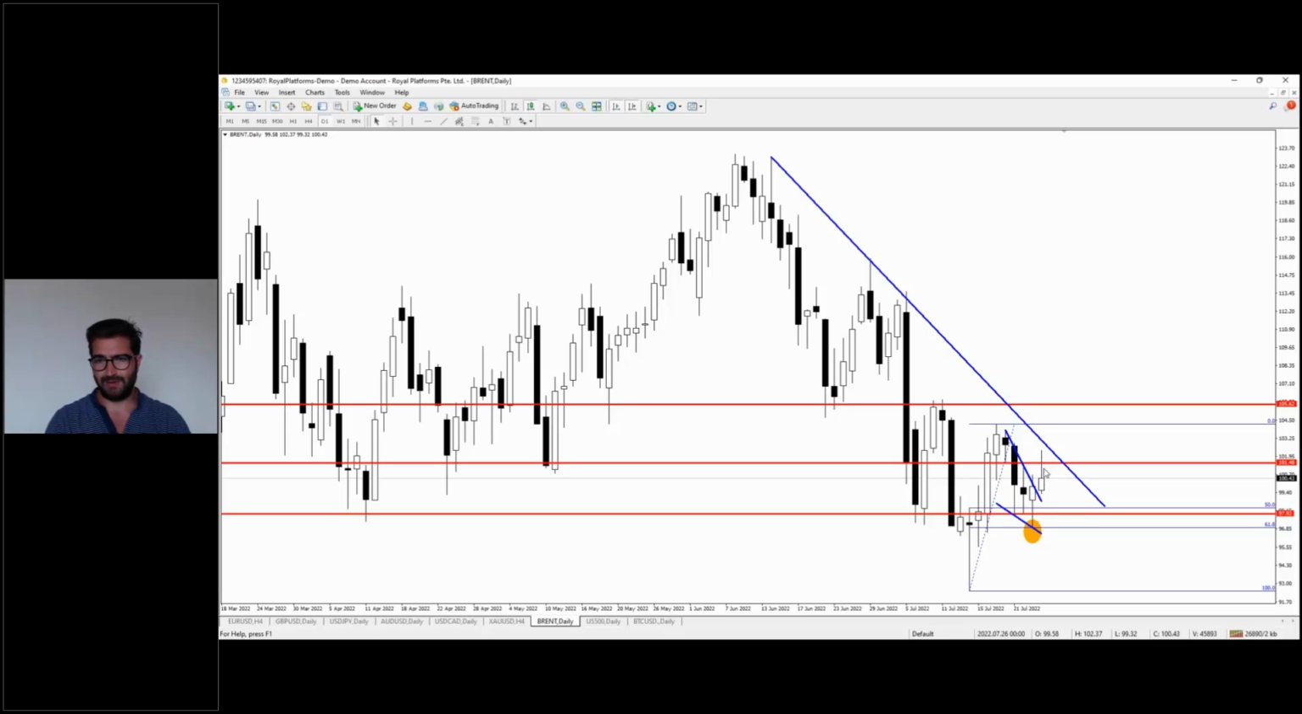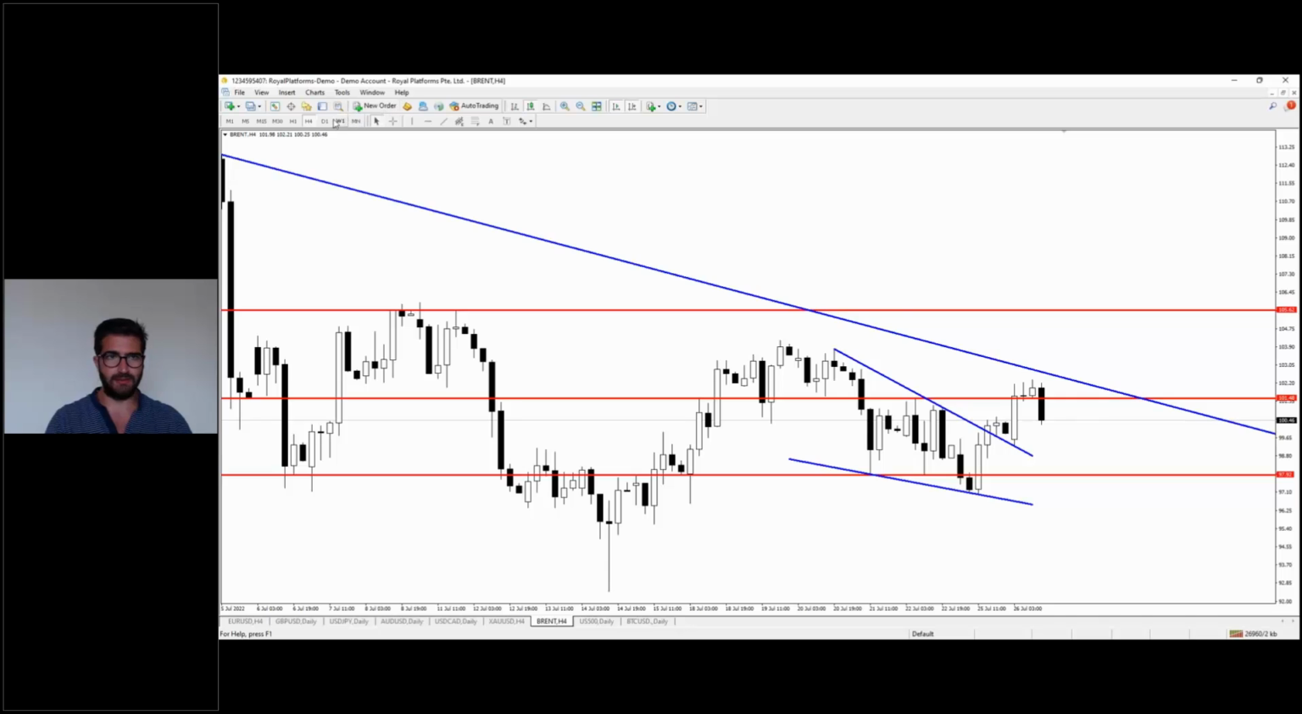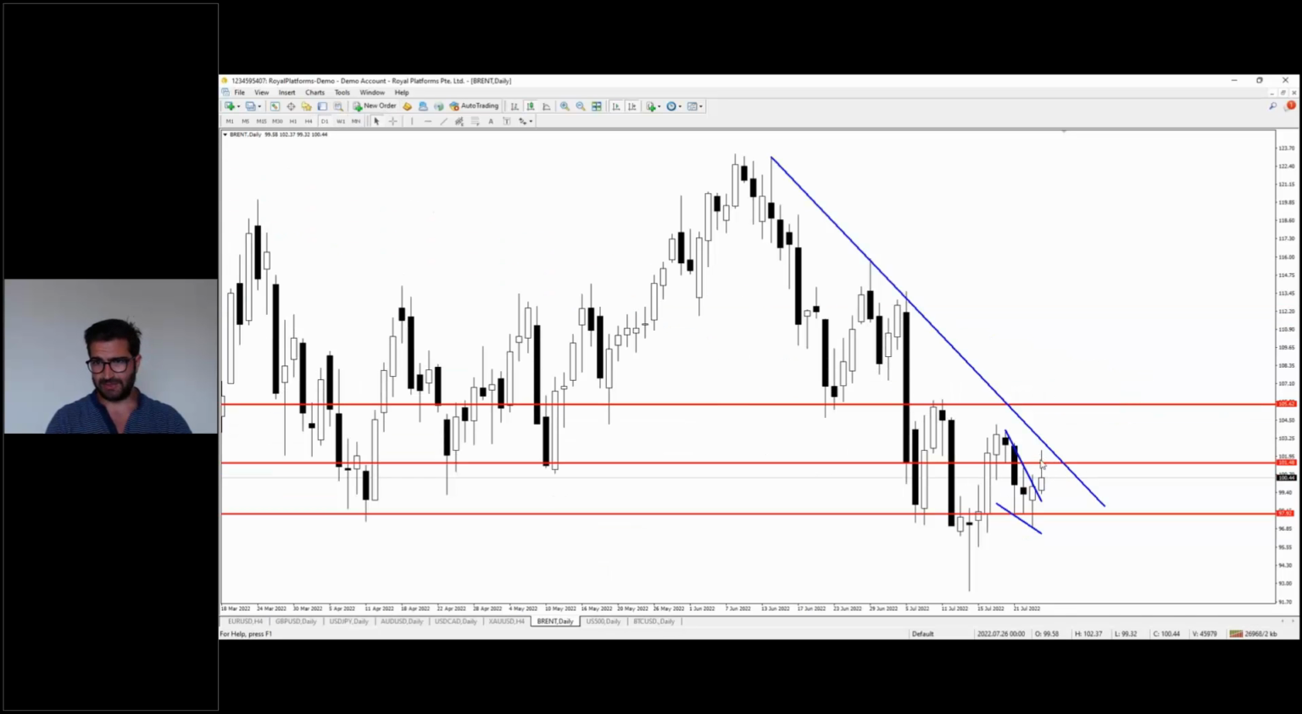As you can see, we have now a rejection here, and I'm afraid of this bearish trend line. We have a bearish trend line, so the market could test this bearish trend line, and then we will see a move to the downside. But first, if I need to buy the UK Brent oil, I would like to see a daily bar closing above the 101, and then the UK Brent oil could reach the 105.